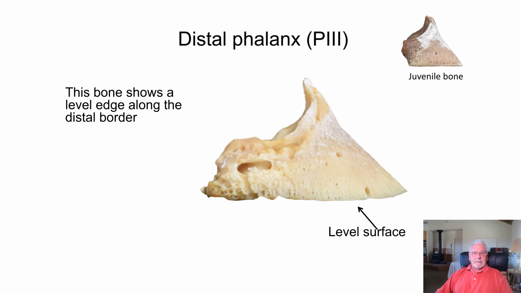The distal phalanx. This bone shows a very level edge coming right along this area through here. This would be ideal if we could learn how to maintain the level edge of a PIII bone, but it's subject to disease. When the bone becomes inflamed, phalangitis develops, and that will demineralize bone and cause a lot of problems for the animal.